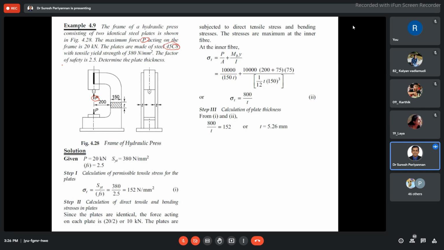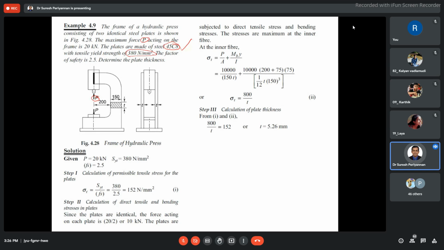with the tensile yield strength 380 Newton per mm squared. If the yield strength value is not given, you can go to the table and find out the tensile strength of the material corresponding to 45C8. The factor of safety is given as 2.5.